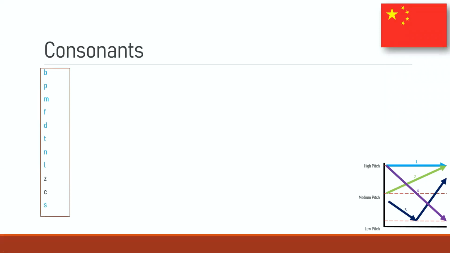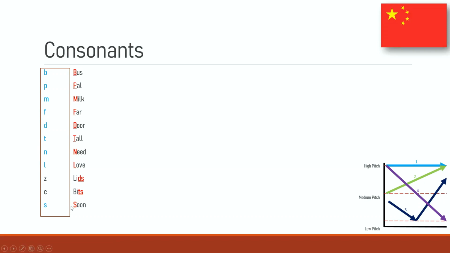Let's look at the first column here. These consonants are the most straightforward. The B, P, M, F, D, T, N, L, and S are very similar to what we know in English. So we've got B as in bus, P as in pow, M as in milk, F as in far, D as in door, T as in tall, N as in need, L as in love, and finally S as in soon.